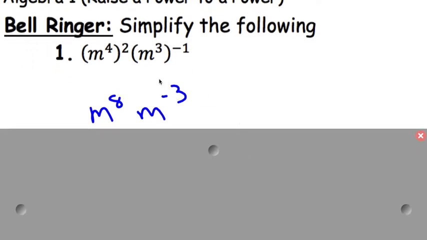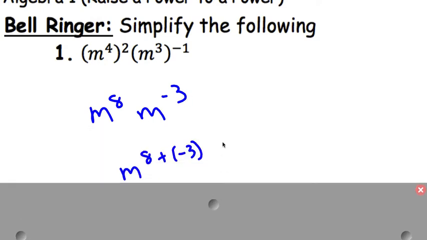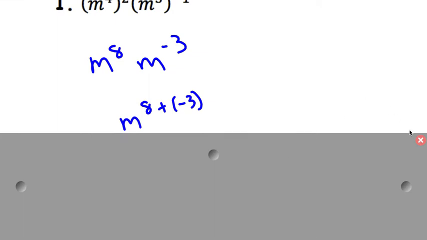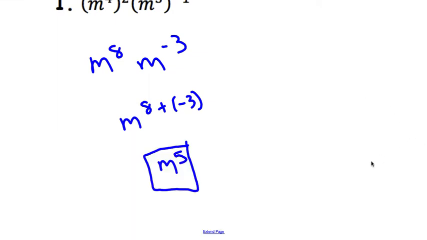Now, whenever we have a negative power, we don't want to move that right away. That needs to be our last step, because if you look at this, we have an 8 and a -3, and what's going to happen when we add those together? 8 plus -3 gives us a positive 5. So we end up with a positive exponent that doesn't need to be moved. We don't want to move negative exponents until our very last step, because sometimes we end up getting rid of them by combining them with other exponents.